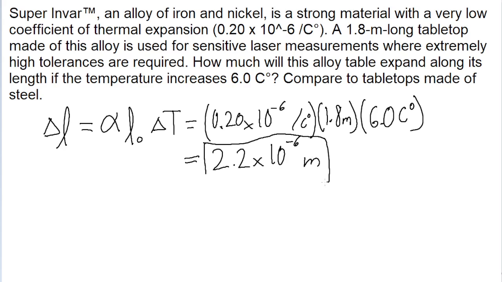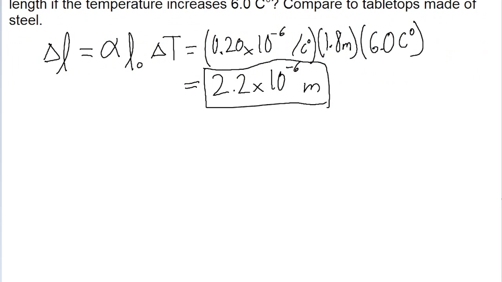And that's the answer to the first part of the problem, but the problem also asks us to compare this to if the table was made out of steel instead. So we'll use the same formula again, but we're going to use a different value for alpha. I'll call this delta L2.